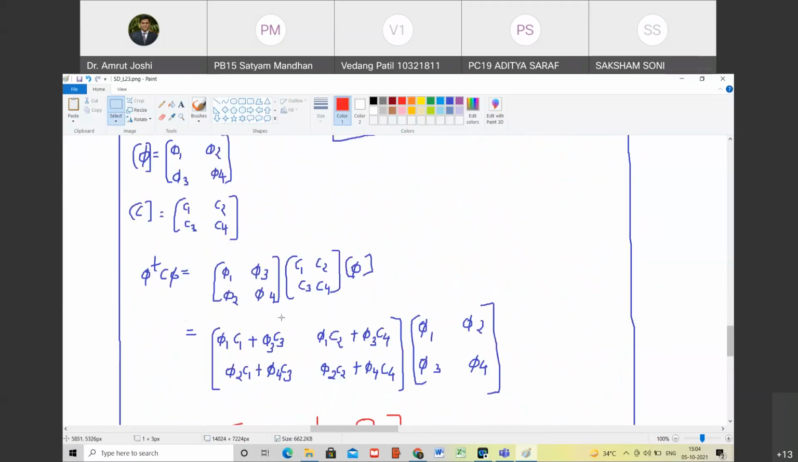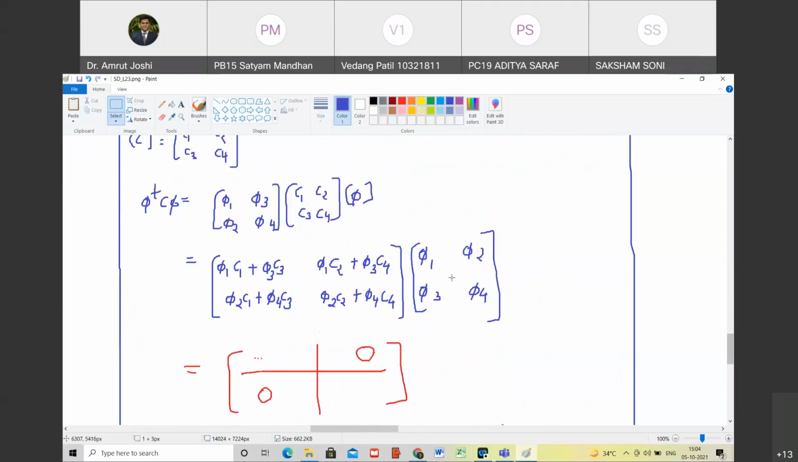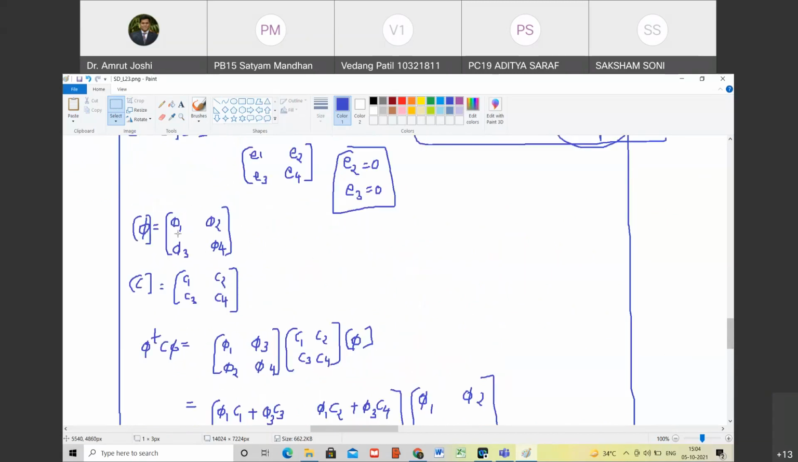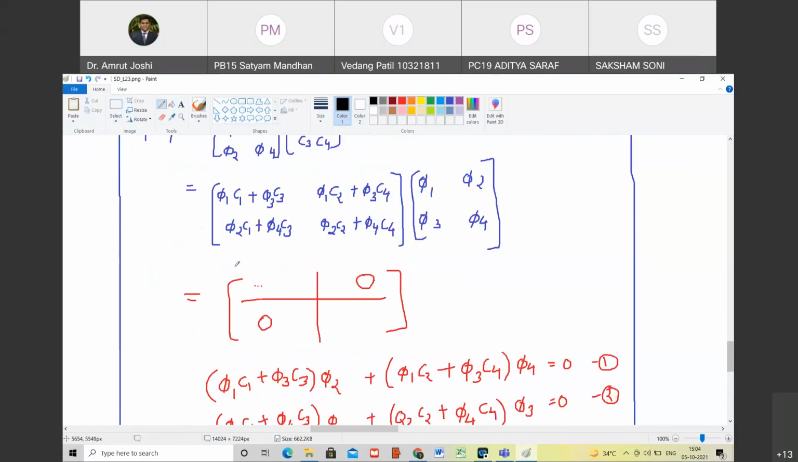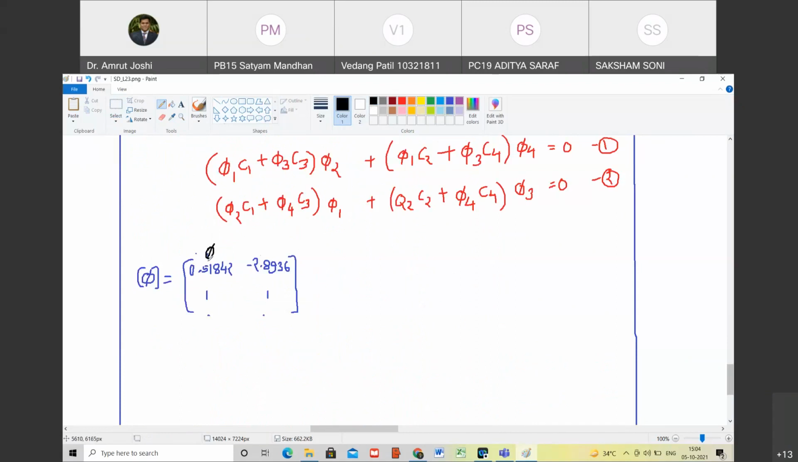How have we denoted this phi matrix as phi 1, phi 2, phi 3, phi 4? Are you with me? Yes. Phi matrix is phi 1, phi 2, phi 3, phi 4. So this is phi 1, this is phi 2, this is phi 3, and this is phi 4. Are you with me? Put these values here. So what do I get?